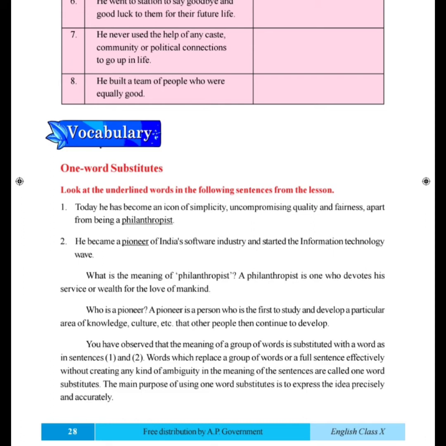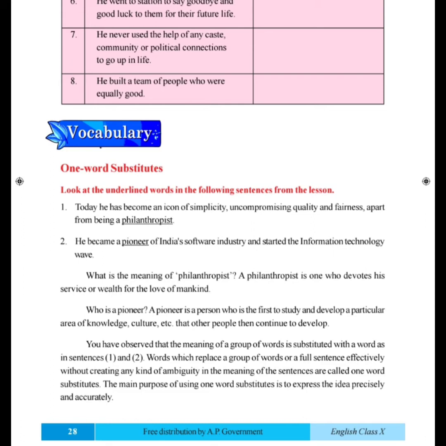And even the meaning of this word, we have seen it when we went through the lesson. Now let us read the explanation of what these one-word substitutes are. You have observed that the meaning of a group of words is substituted with a word, as in sentence 1 and 2. Words which replace a group of words or a full sentence effectively without creating any kind of ambiguity in the meaning of the sentence are called one-word substitutes. So the definition of one-word substitutes is given over here.